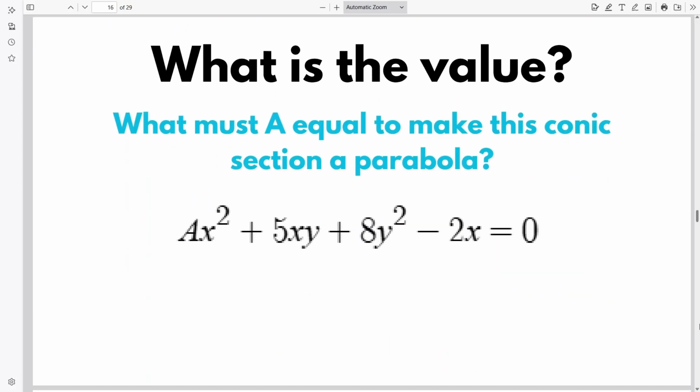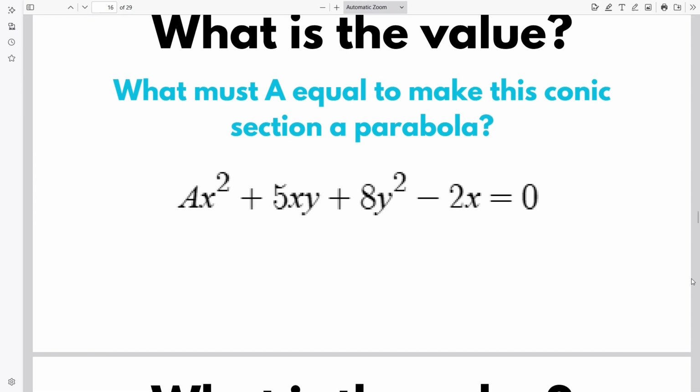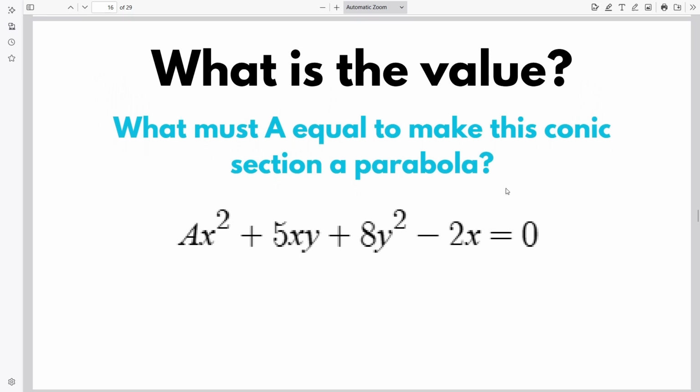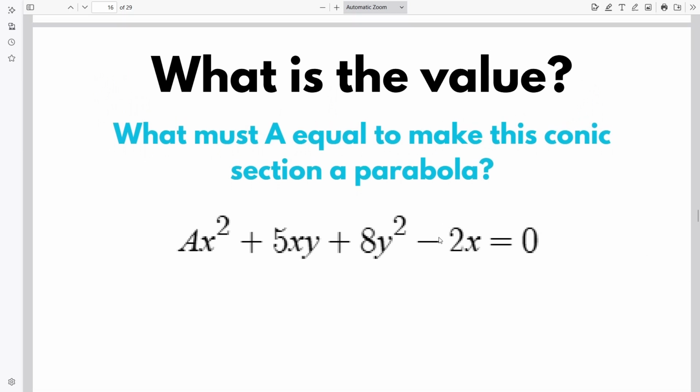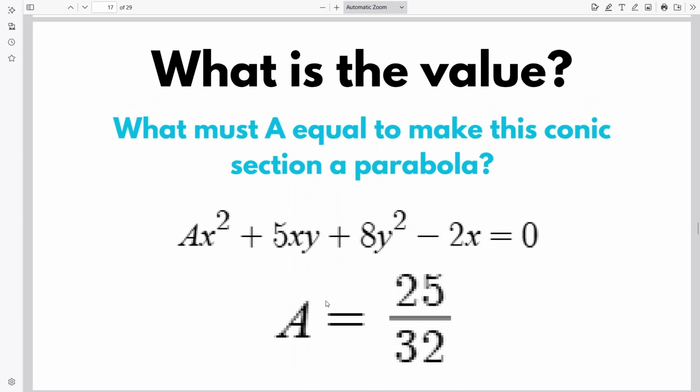Once again, what must a equal to make this conic section a parabola? I'll give you some more time to figure that out. Okay, actually wait, before that, remember that this thing doesn't matter. The discriminant shortcut only uses a, b, and c. Remember, it's b squared minus 4ac. So we want b squared minus 4ac to be exactly 0 in order for it to be a parabola. If you do the math, it must be exactly equal to 25 over 32.